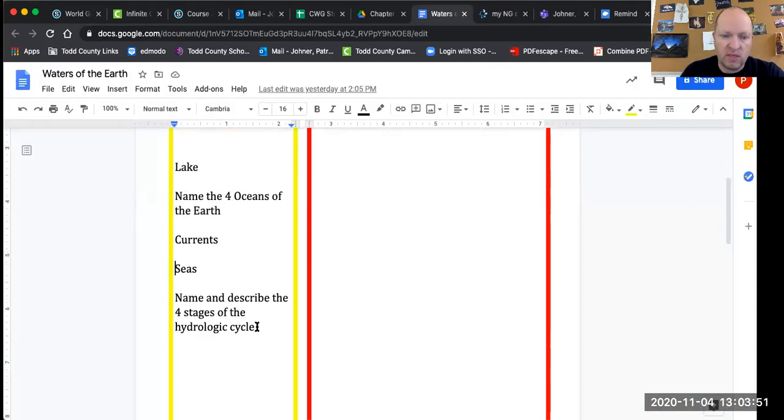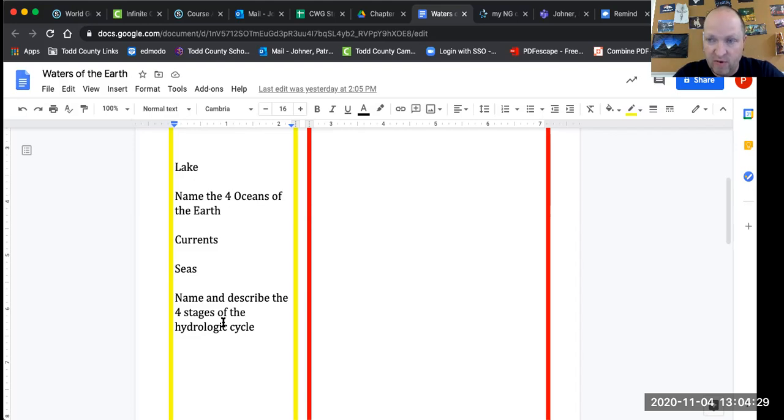And then here's the big one. It says name and describe. Once again, name and describe the four stages of the hydrologic cycle, or the water cycle. This is how the earth regulates itself, the amount of water we have on our planet. Let me throw this out at you. The amount of water we have on our planet 10 million years ago is pretty much the same as it is now. I know that's hard to think, but it's true. Some years we might have a little more water, some years a little less, but on average it's the same.